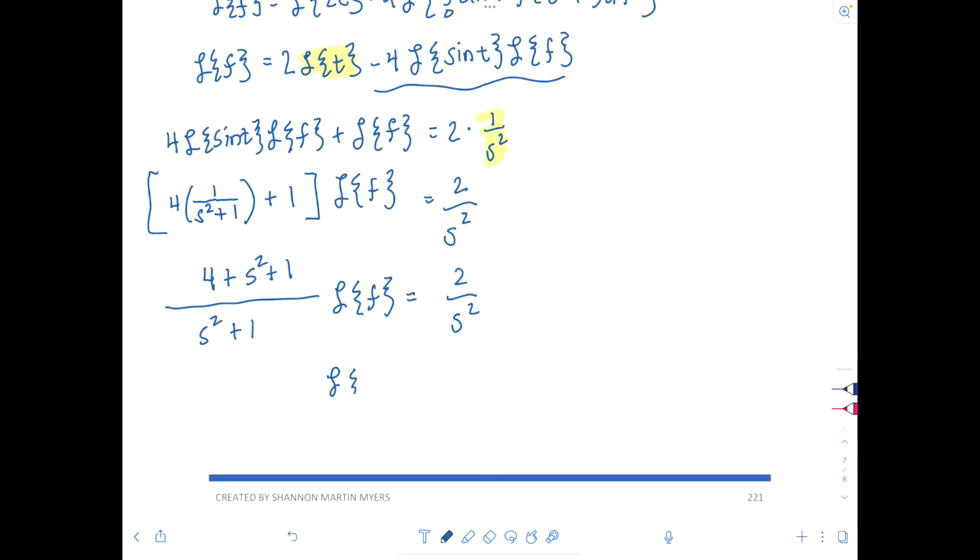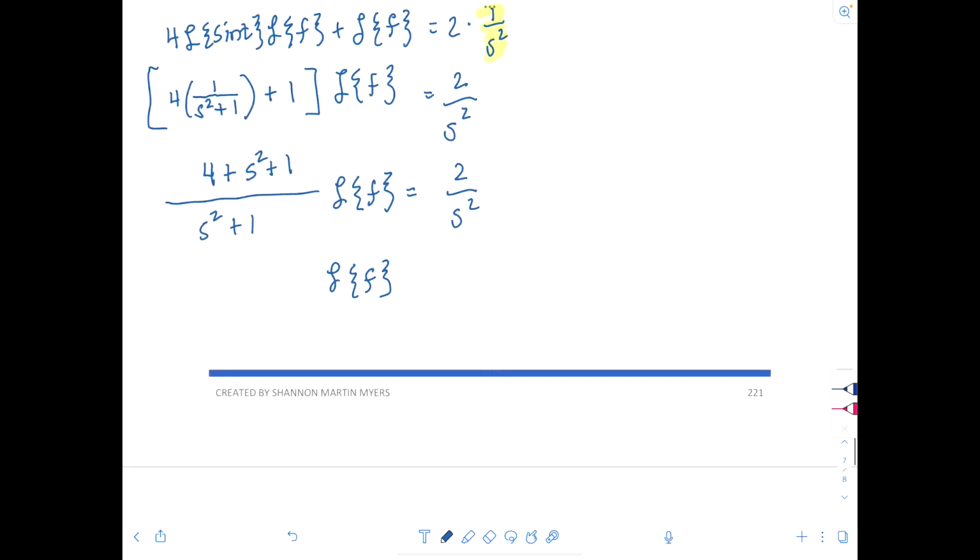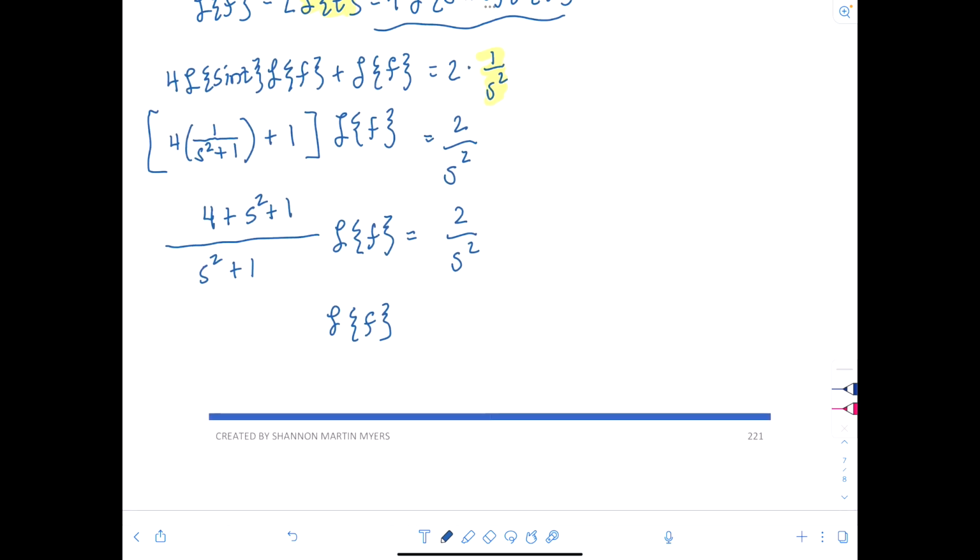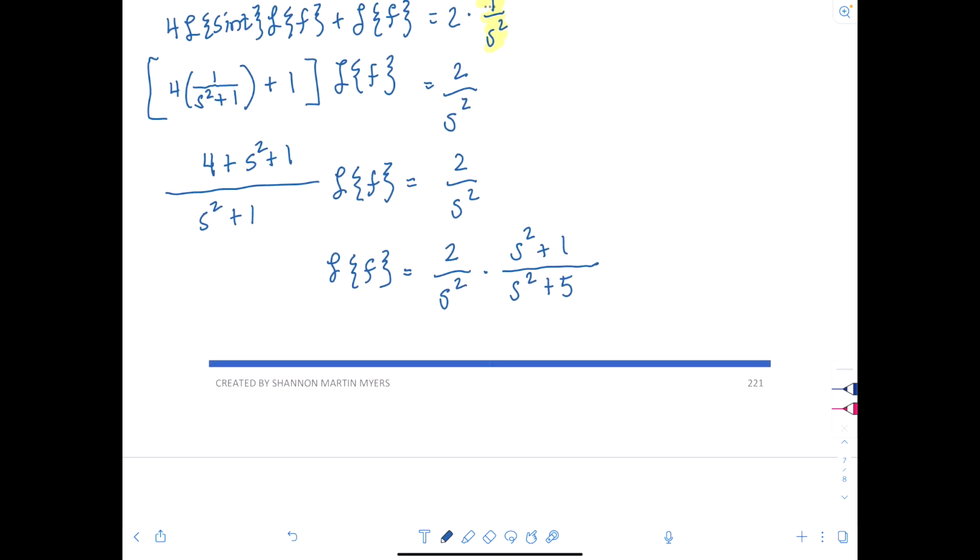And then isolating my L of f, I will have 2 over s squared times the reciprocal. So I'll have an s squared plus 1 in the numerator over s squared plus 5. Cool so far?